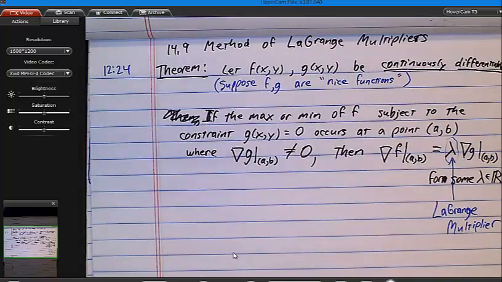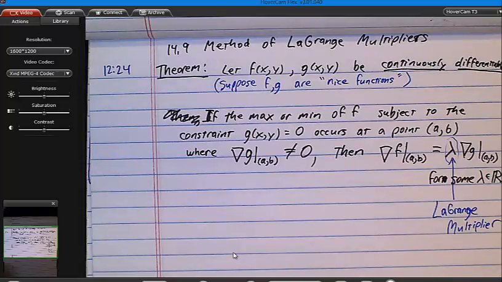So, what happens is, the theorem tells me that lambda has to exist. And also, I'll end up not having to solve for z in the constraint and then put it into the V. I'll avoid that step. But what'll happen is I'll get a system of equations to solve.